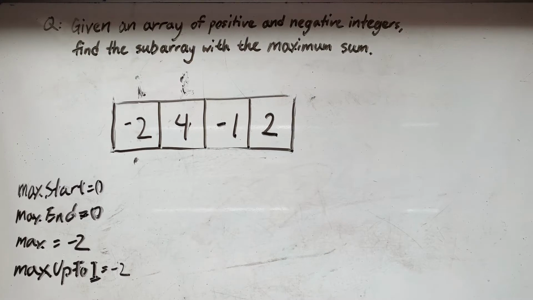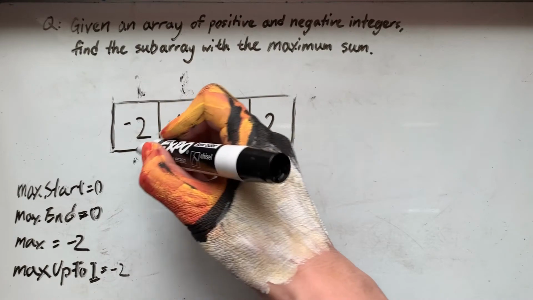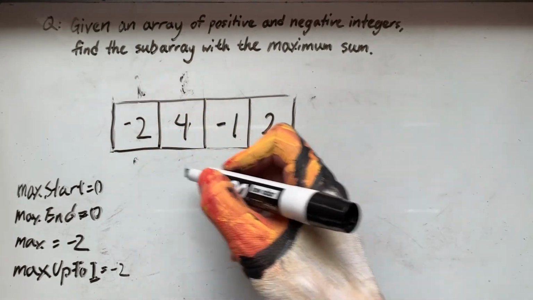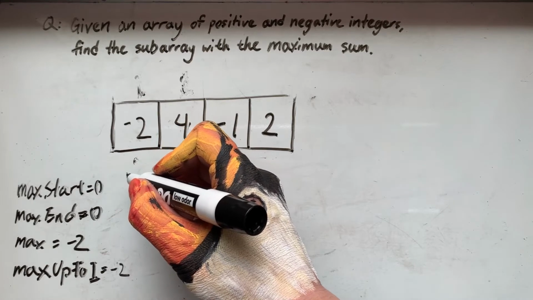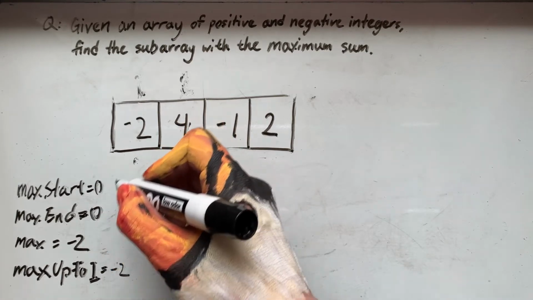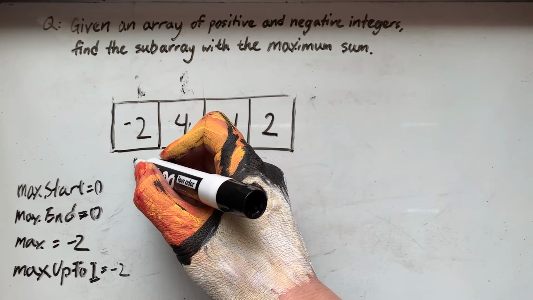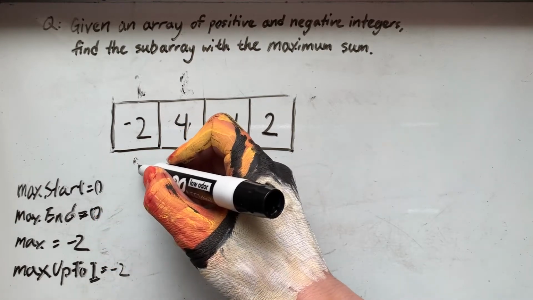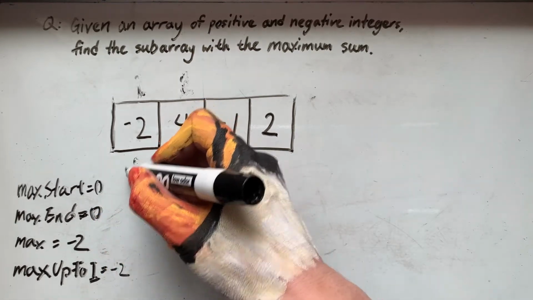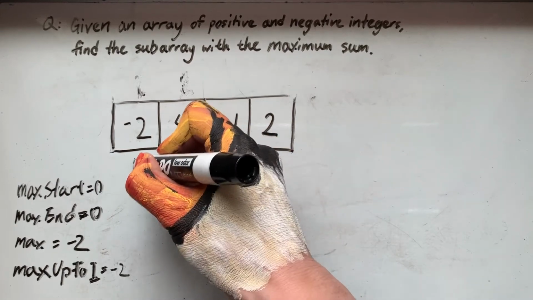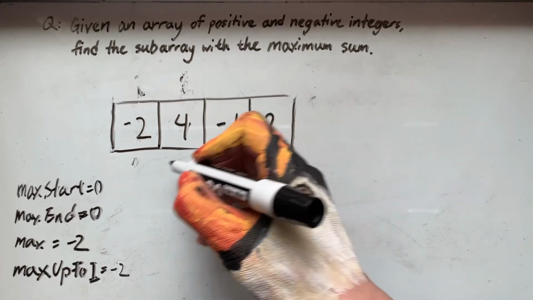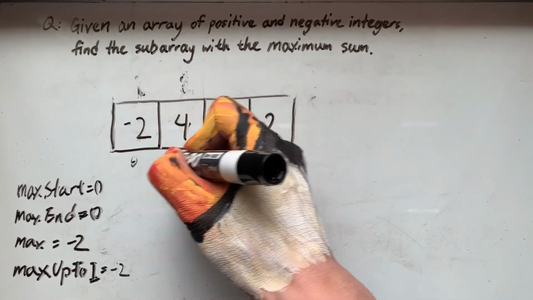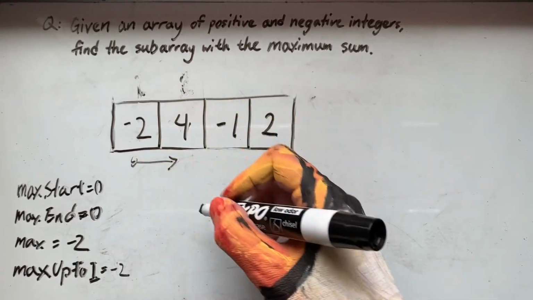Let's go through the example using Kadane's algorithm. We'll start at index I equals 0. And here we can see that the maximum subarray starts at 0, and the maximum subarray so far ends at 0. And the maximum we've seen so far is -2. It's the first number we've seen. And max up to I is also -2. So let's move on to the next element.